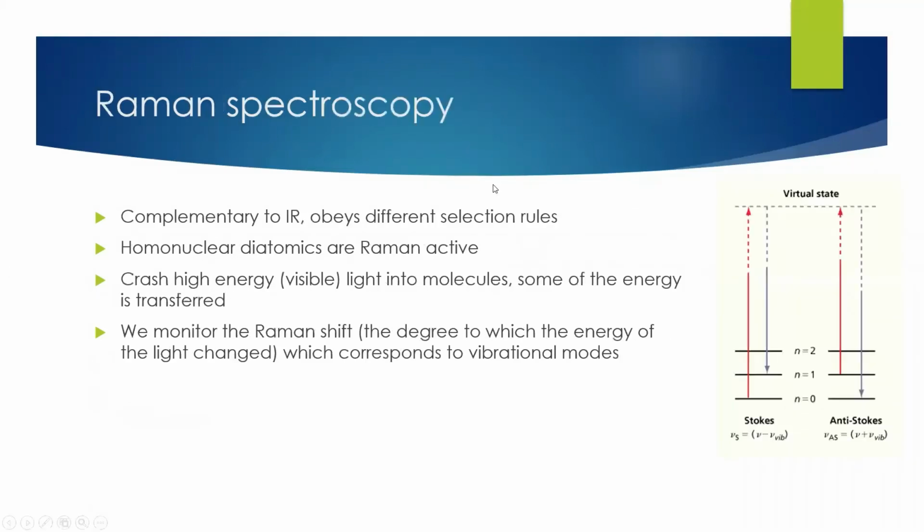Before we go, I want to briefly mention Raman spectroscopy. We'll see this in lab. Raman spectroscopy is another type of spectroscopy that probes vibrational transitions. However, it does so in a different way that has its own different kinds of selection rules. So the way Raman spectroscopy works is you ram high energy photons into molecules, and these are typically things like red light, which is much higher in energy than infrared light.